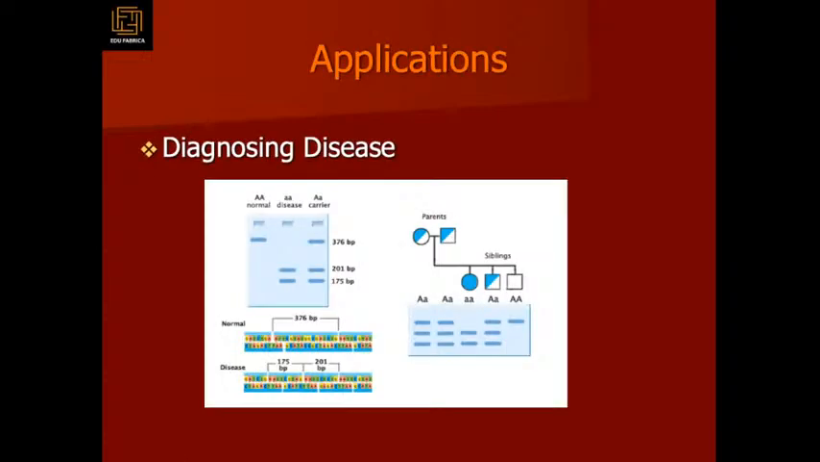Then you can also use this technique of DNA fingerprinting for diagnosing diseases. Let's say this is normal, this is the disease state, the recessive one, and this is the carrier state. When you cut them with restriction enzymes, in the normal case you see a band of only 376 base pairs, but in the case of disease you see 201 and 175 base pairs, and the carrier has both 376 and these. So in this way you can differentiate between them. Also, you can check between your parents, mother and father, how the siblings are, how things are normal and diseased ones.